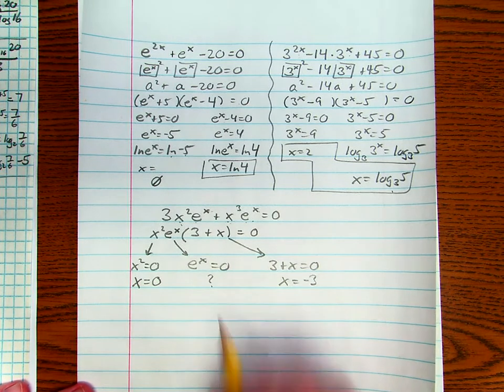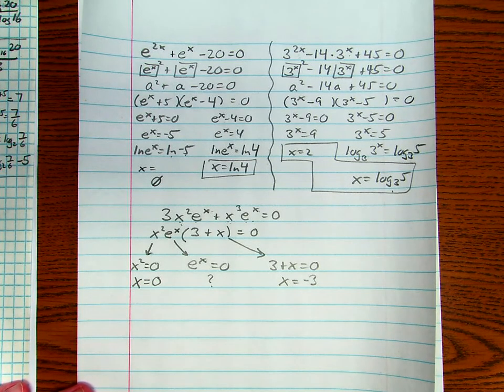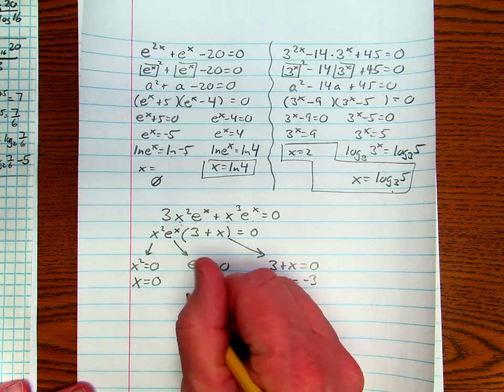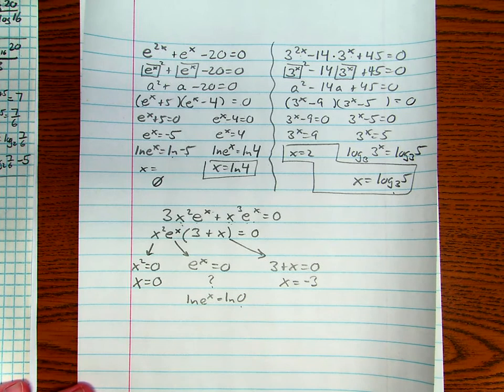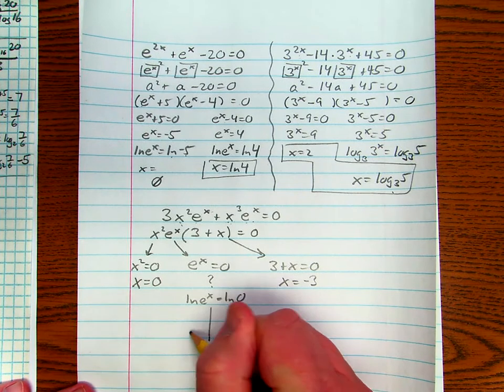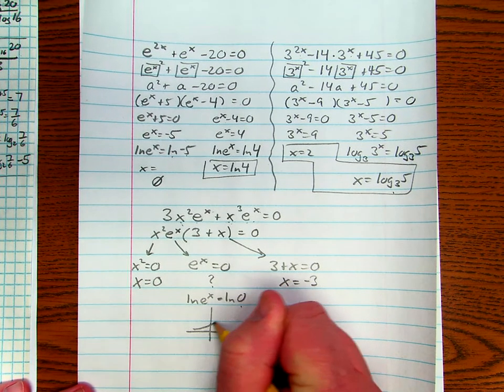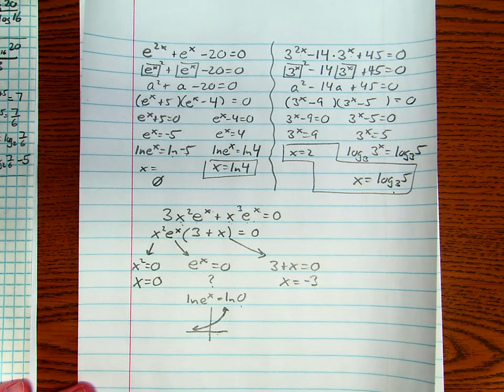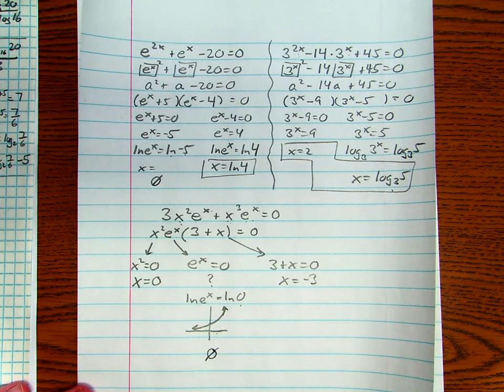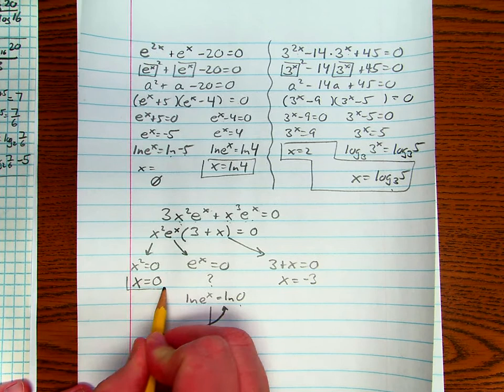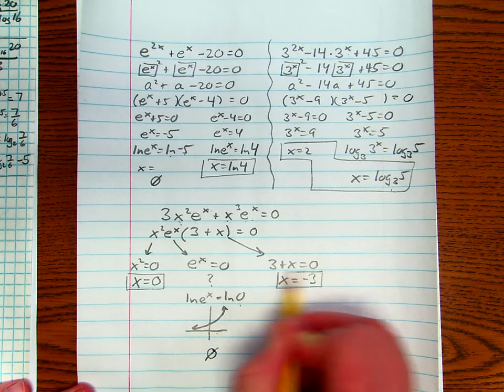This is the one we have to think about a little bit. e to the x is equal to 0. Well, one thing we could try is ln of e to the x is equal to ln of 0. Well, we can't take the natural log of 0. That's outside the domain for that particular function. The way that I prefer to think about it is if you think about the graph of e to the x, it looks like this. It's never 0. It doesn't cross the x-axis. There are no solutions coming from that branch of the equation. This one and this one are our two solutions.